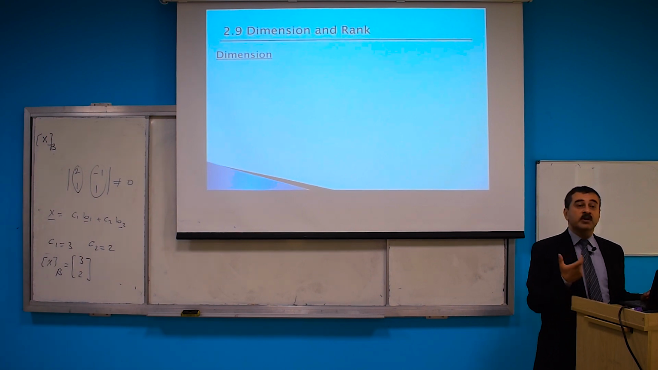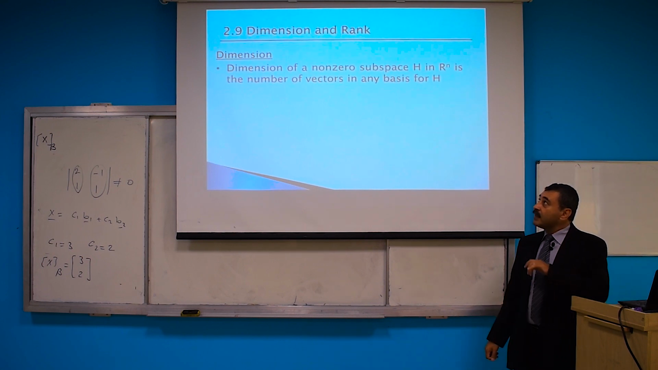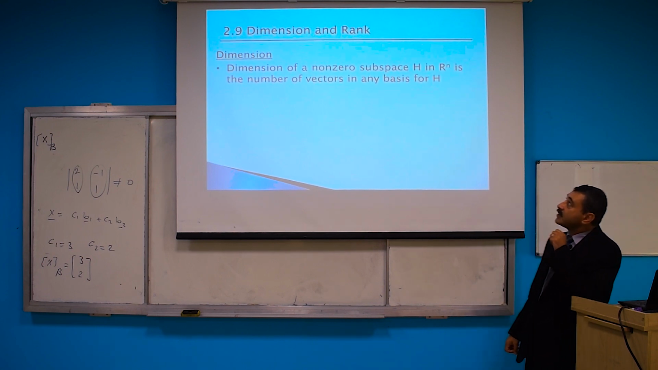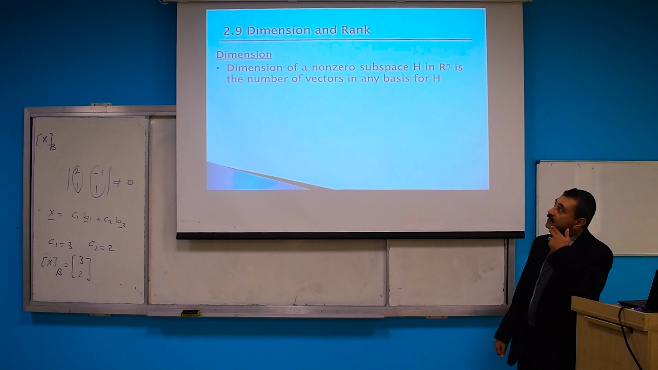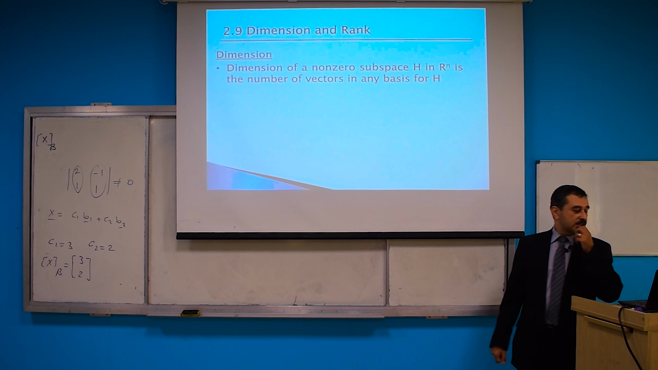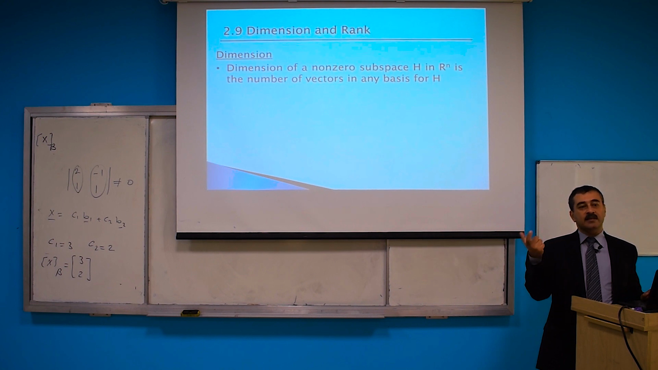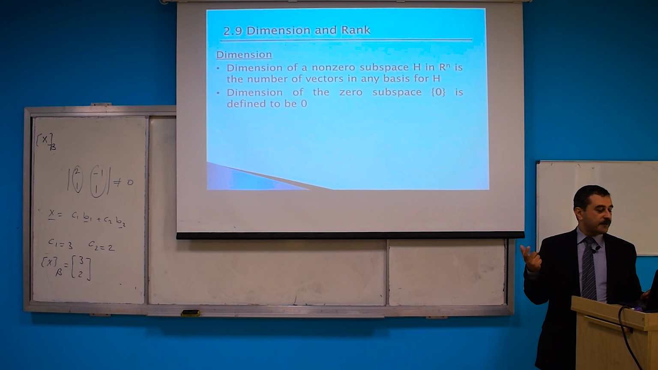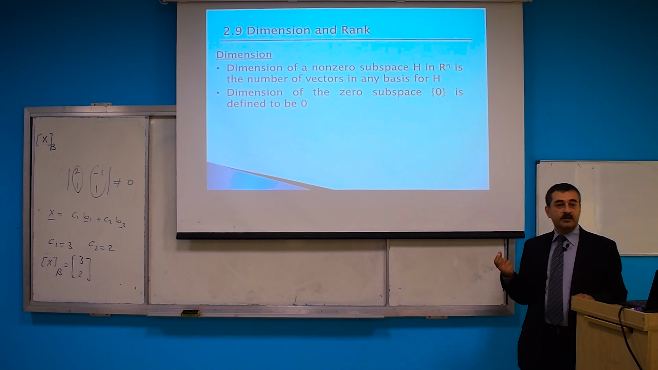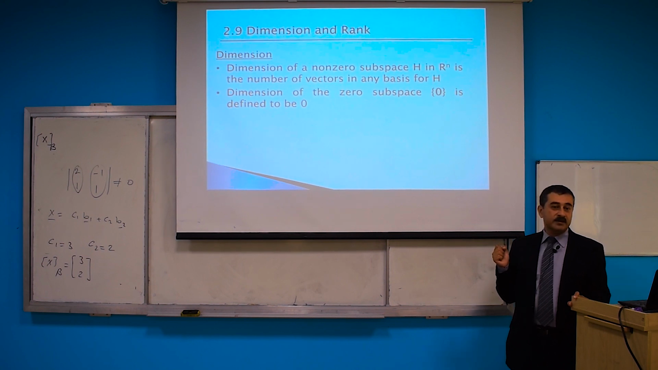Let's define a new keyword, which is called the dimension. The dimension of a non-zero subspace H in Rn is the number of vectors in any basis for H. And the dimension of the special case, the zero subspace, is defined to be 0. This is the only subspace which has dimension 0.